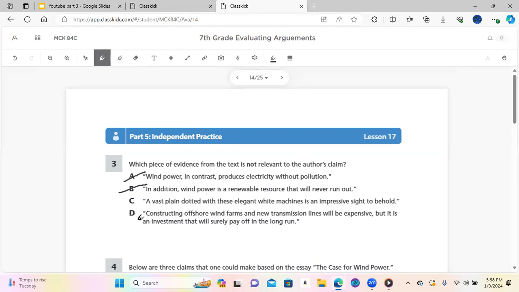So let's leave that one and look at D. Constructing offshore wind farms and new transmission lines will be expensive, but it is an investment that will surely pay off in the long run. So this one also provides another benefit that the government would need to look into in order to provide wind power. So that one also supports the fact that the government can invest in wind power. So this one is out. So this one is the one that is not relevant to the author's claim.